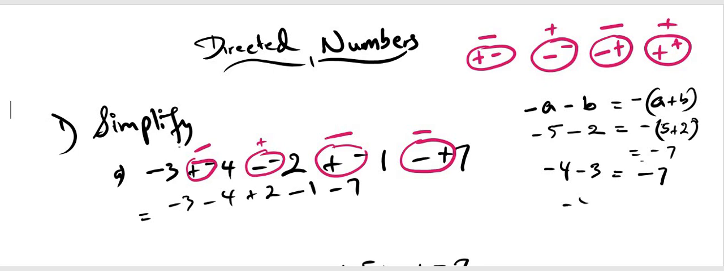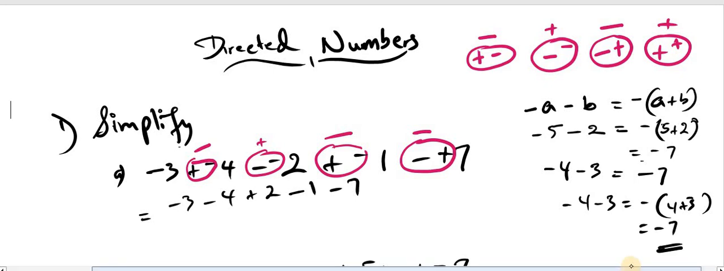Another way again to look at it: keep the negative outside, and you have 4 plus 3, and that will be -7. Make sense? So here's another way you can look at it now. Like all these, you can group all the negatives together: -3, -4, -1, -7. A better way to read this is -3 minus 4 minus 1 minus 7.